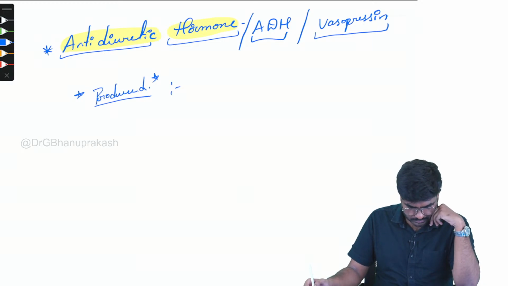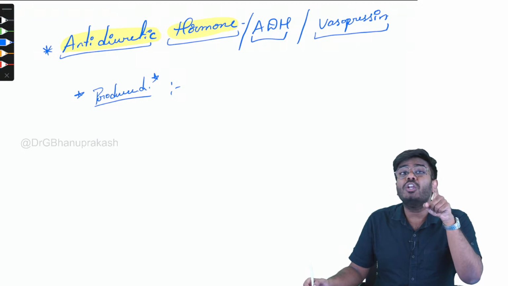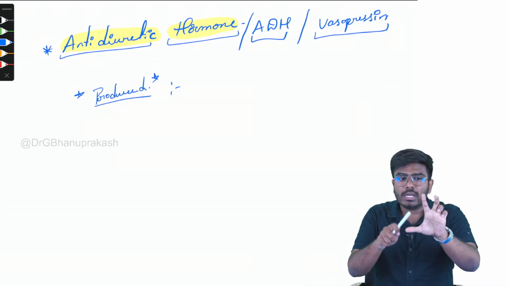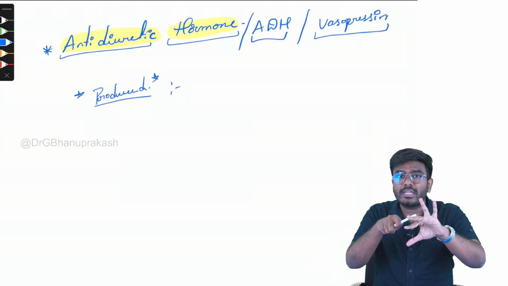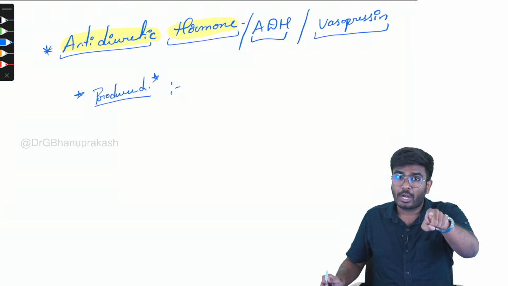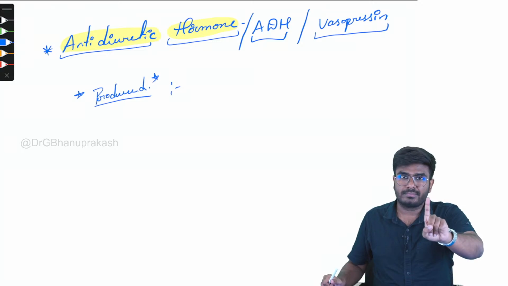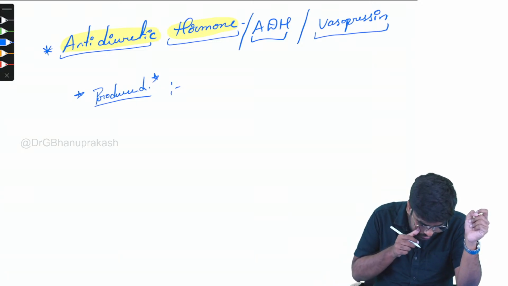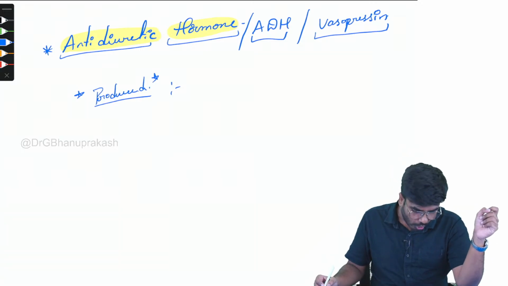Adrenal gland. Adrenal gland is producing aldosterone. Never confuse. Aldosterone, cortisol, sex corticoids, adrenaline are coming from the adrenal gland, not antidiuretic hormone. Someone is saying posterior pituitary. You are wrong, Tom.